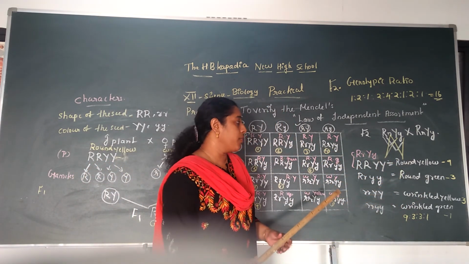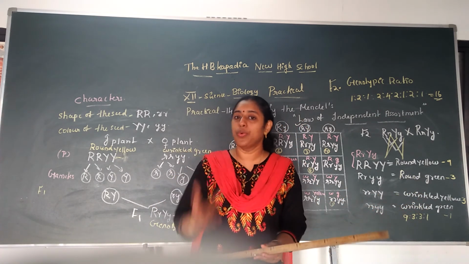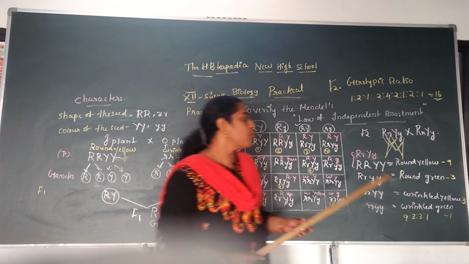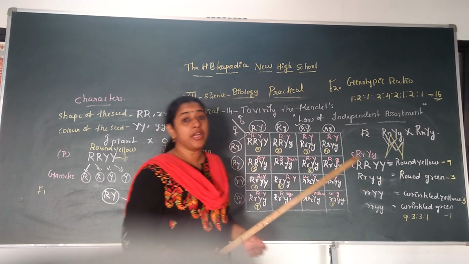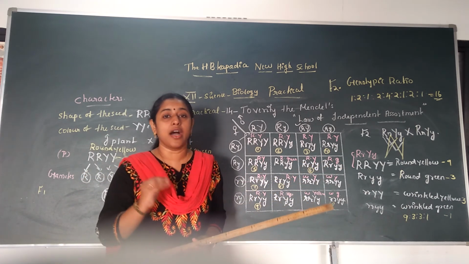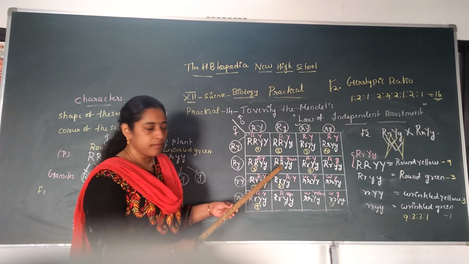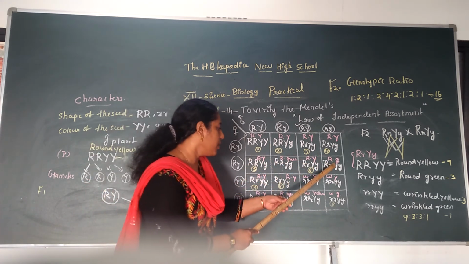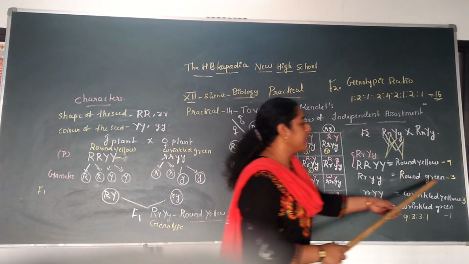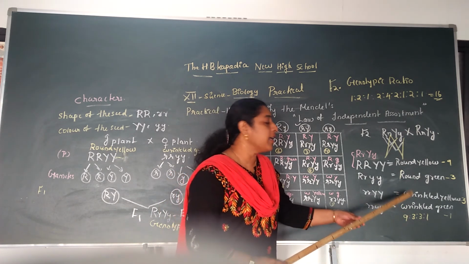Now what is the second combination we got? That is the round green combination. That is a new combination, different from the parental combination. So we have to count how many round green we are getting. Round green can be represented as RG. I am counting: 1, 2, and then 3. So round green is 3. Now the third combination, the phenotypic character is wrinkled yellow.